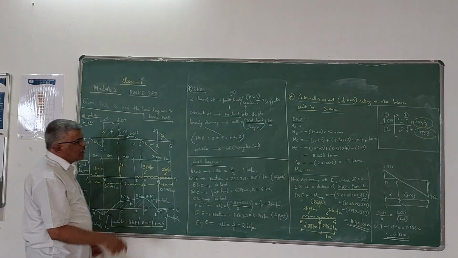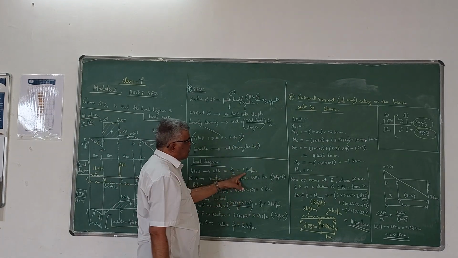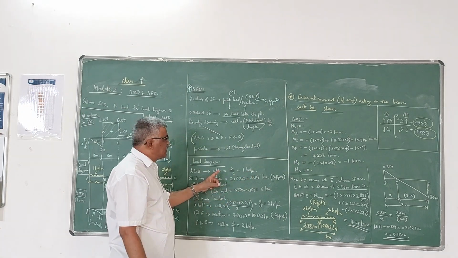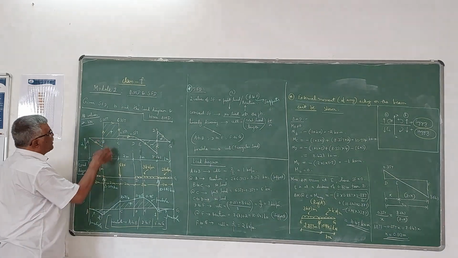Span is 2 meters. That means total load divided by span, or length, is 2 divided by 2. So you will get 1 kilonewton per meter as the UDL acting from A to B. Next, at B.